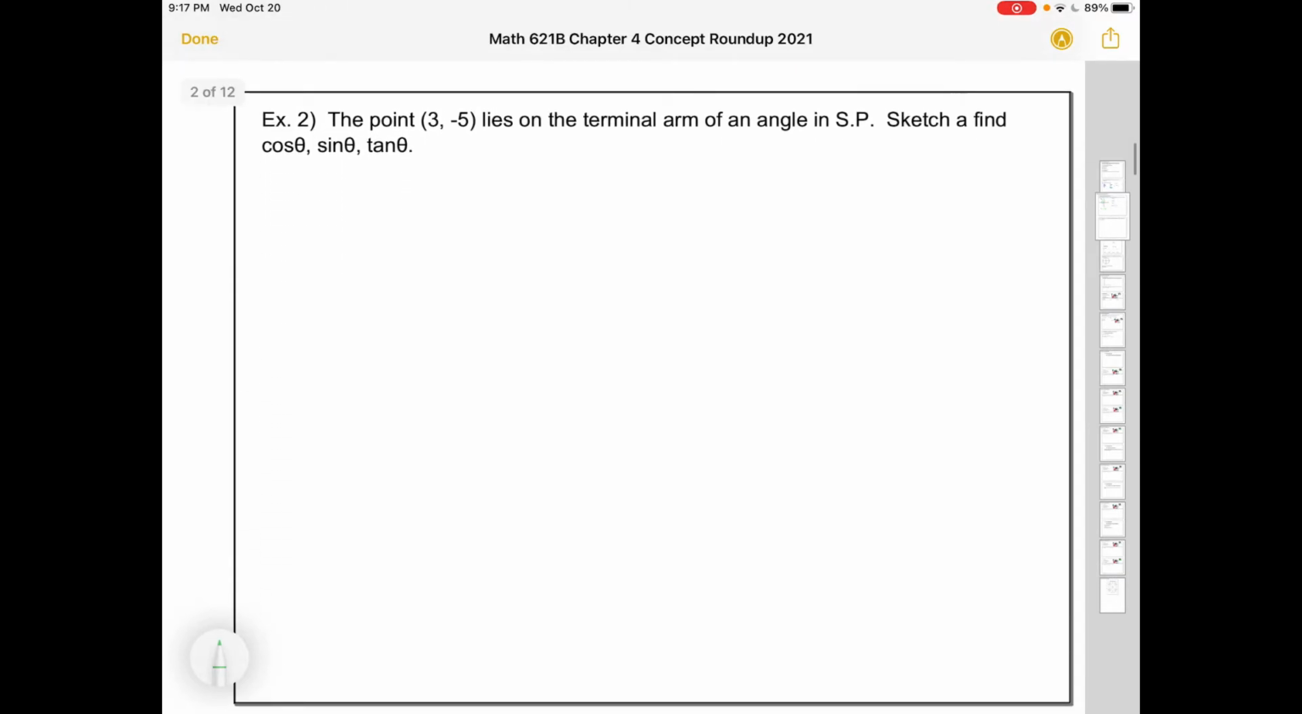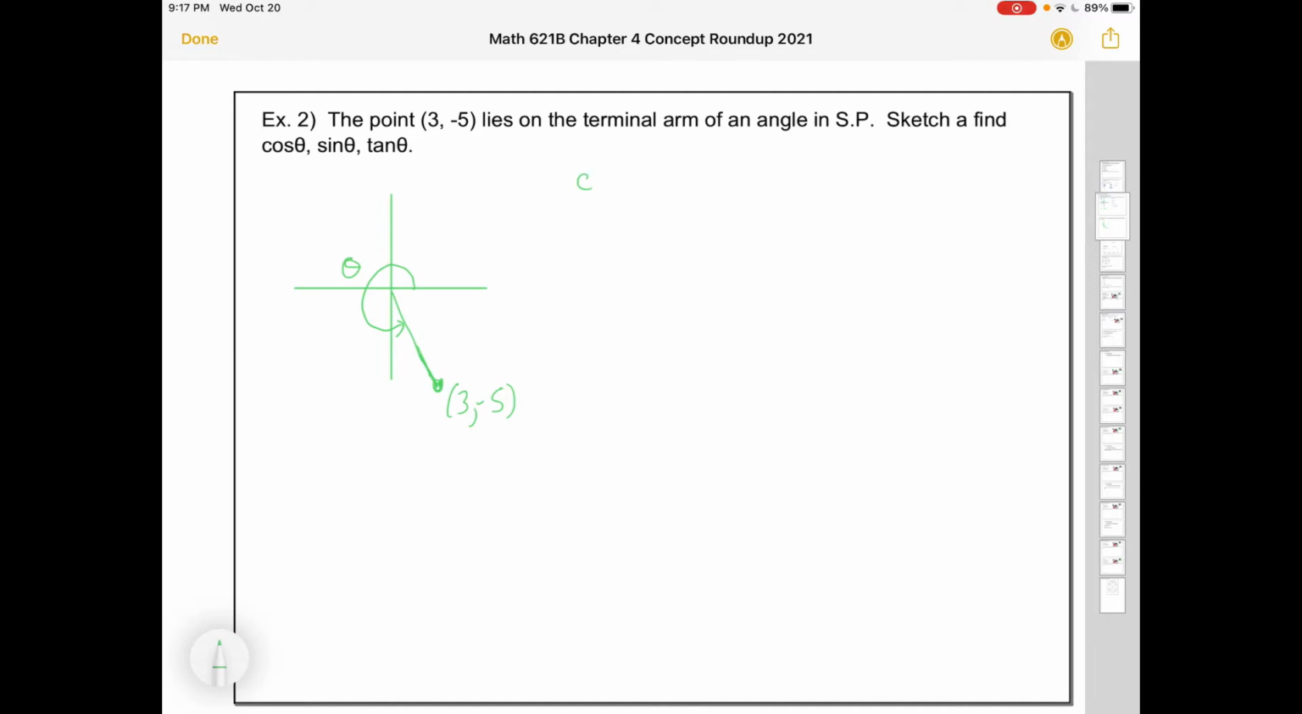As an example, if we've got the point (3, -5) that lies on the terminal arm of some angle in standard position, sketch and find sine, cosine, and tangent. If they're going to tell me what the point is, I am going to sketch that point. So (3, -5) might be down here. And we're talking about a terminal arm that goes to here, and the angle in standard position. Again, it's measured from the positive x-axis.